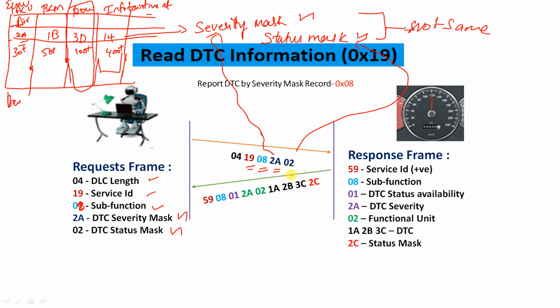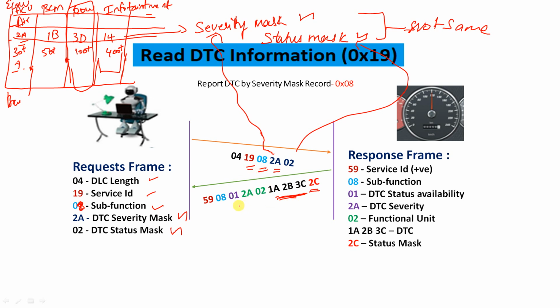Alright, so now the ECU has to send a response. So it has to send a DTC which is inside the 2A. Inside 2A, how many DTCs are there? For the time being, you can consider only one DTC. So the DTC is 1A, 2B, 3C, and the status of the DTC is 2C. All right, so the status, right? Status we have 8 bits, that's 2 bytes, 8 bits.